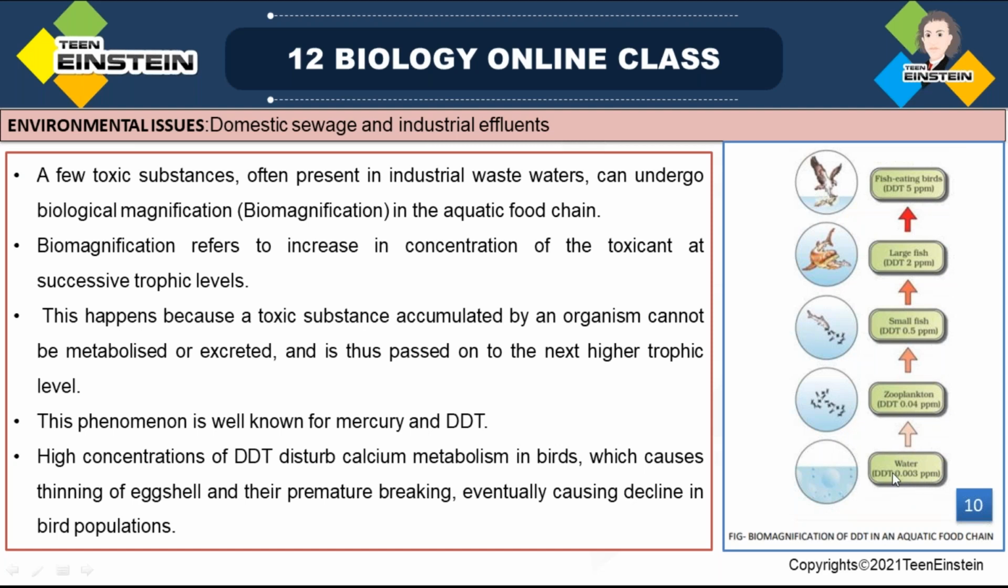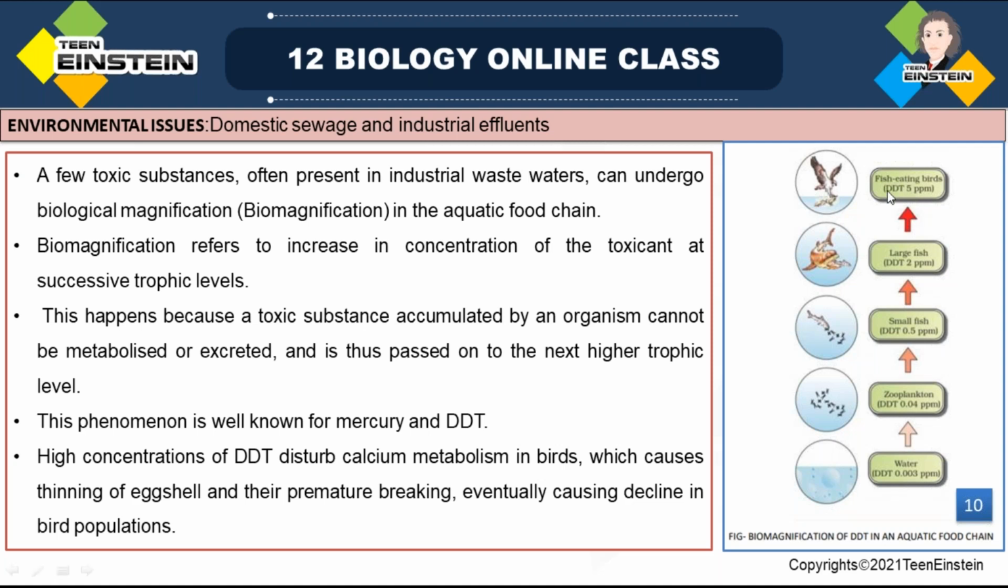In zooplanktons, they will use this water and in them it will be 0.04 ppm. That level increases. Next comes small fishes. They are using these small zooplanktons, and the concentration will be 0.5 ppm. Then the small fish is utilized by the large fish. In these large fish, in that chain, when it is moving to a higher level, the concentration is becoming more. Their DDT is 2 ppm.